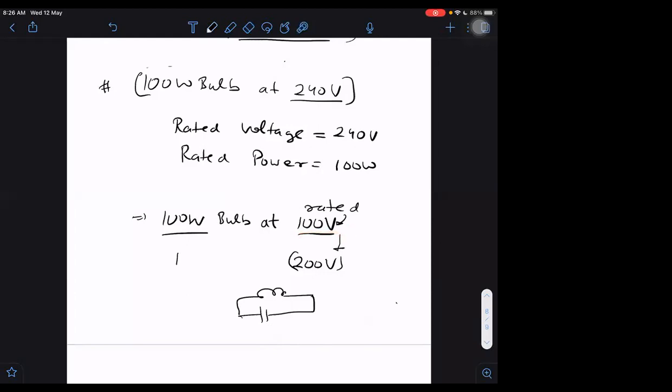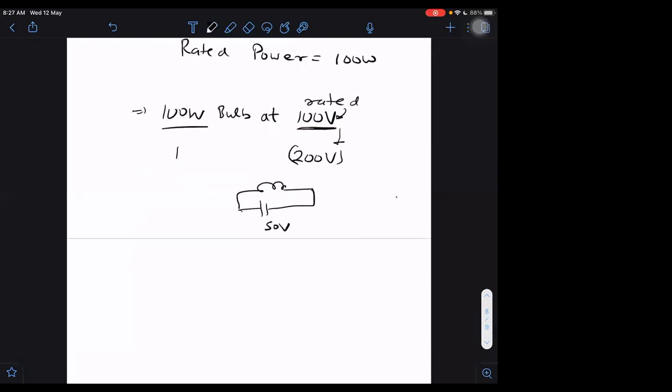But I can do this. It is to be 100, but I have taken 50 volt. That I can do. Then it will not get fused. No problem in that. Less current can be passed. More current cannot be passed.